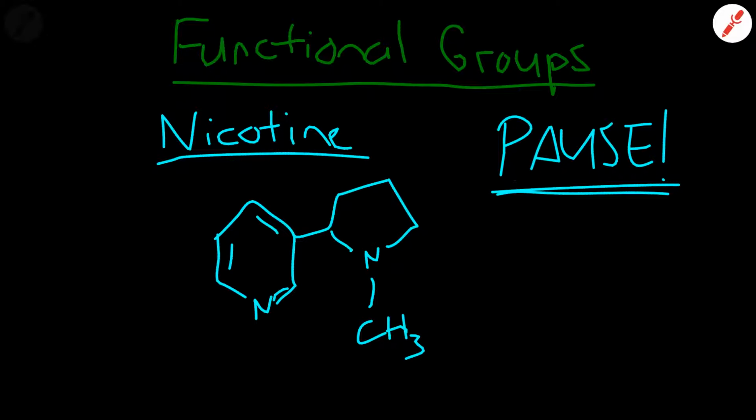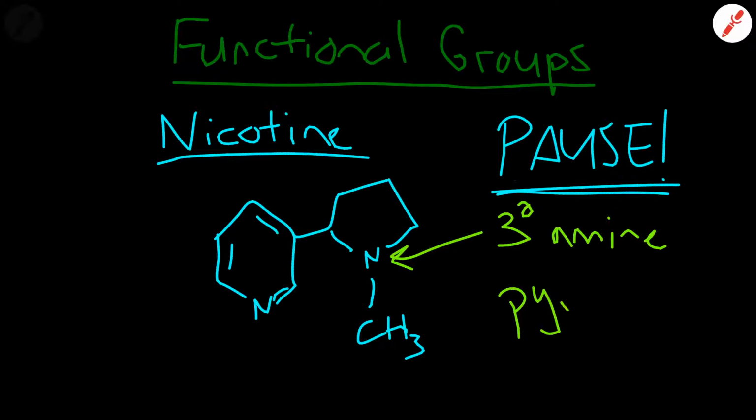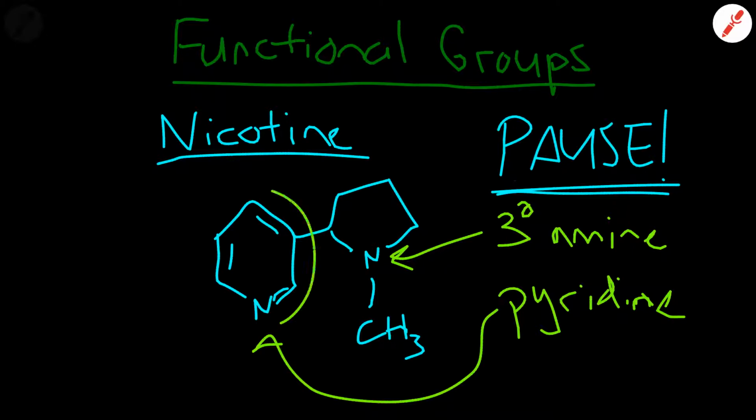Okay. So, now that we're back, we can identify things. We have a tertiary amine here. And so really that's the only thing we can really identify. If we wanted to look ahead, we know that we have a pyridine group here, and that is this whole ring structure with the nitrogen in it.